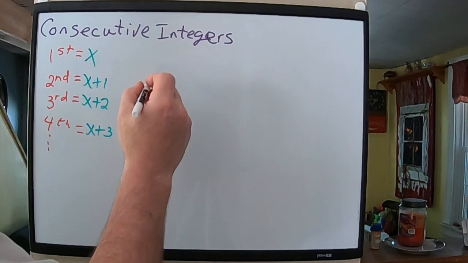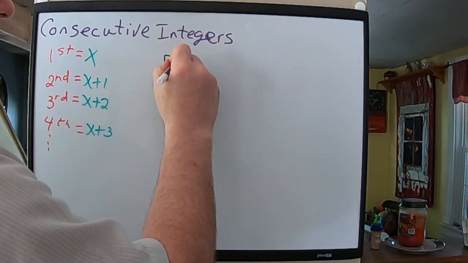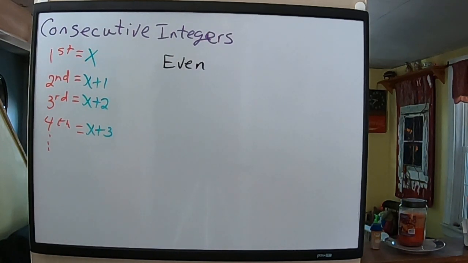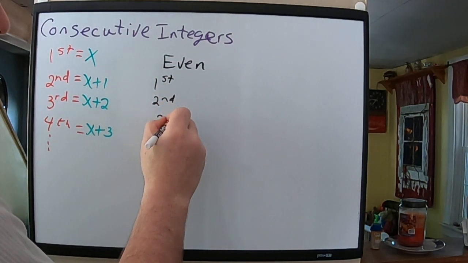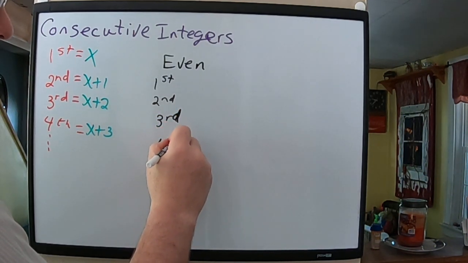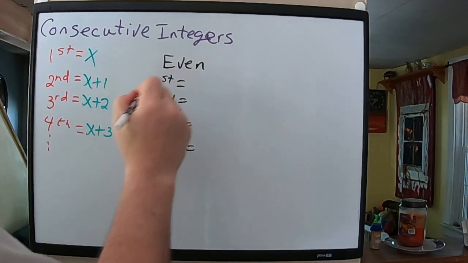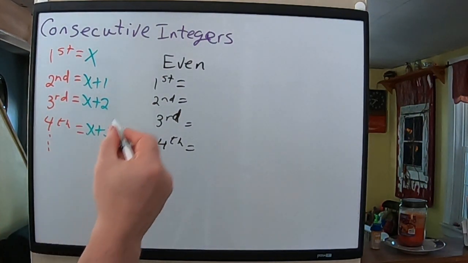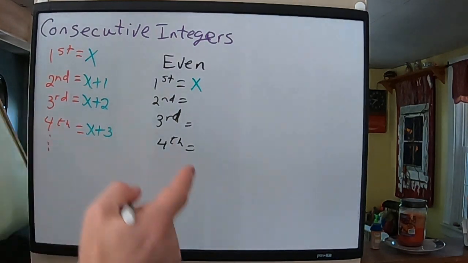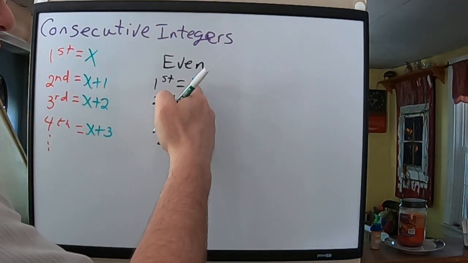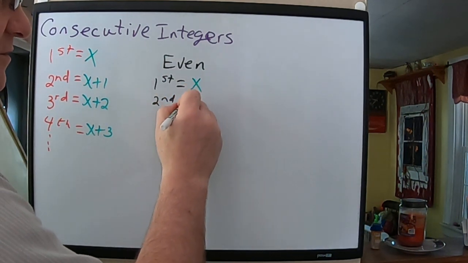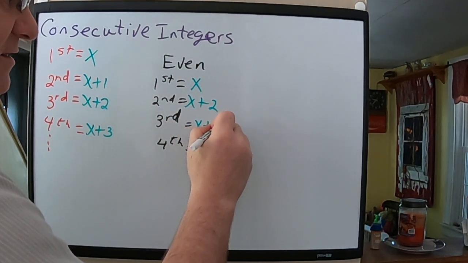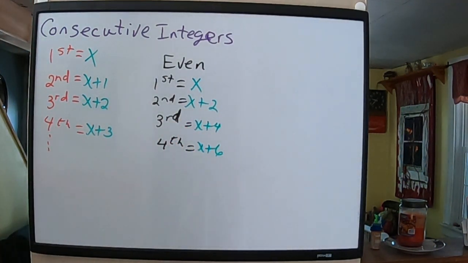Now, what happens if we're talking about consecutive even integers? Well, again, we're talking first, second, third, fourth. And again, we start with x. The next even integer is 2 away. So if this were 6, the next integer that was even would be 8. So x plus 2, x plus 4, x plus 6. And you keep going by 2.